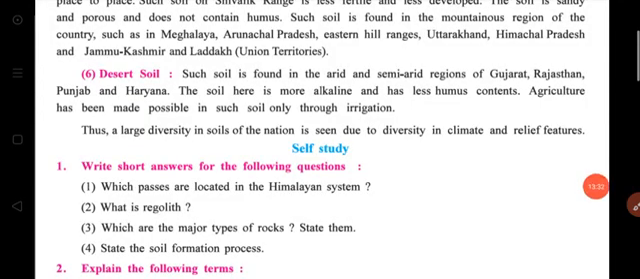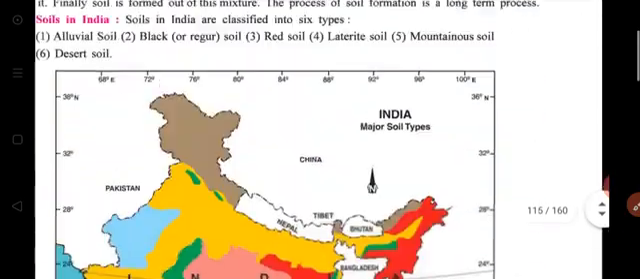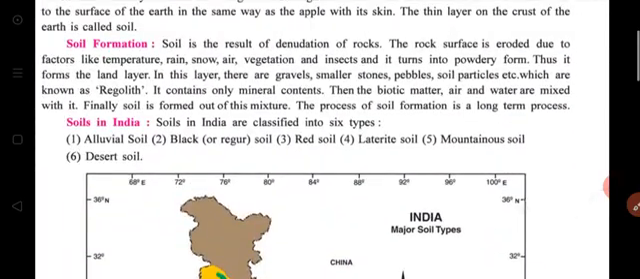Then the sixth, desert soil. Such soil is found in the arid and semi-arid regions of Gujarat, Rajasthan, Punjab and Haryana. The soil here is more alkaline and has less humus. So that's why it is not very useful for agriculture, but through irrigation it is possible. Thus the large diversity in soil of the nation is seen due to diversity in climate and relief features. So here we are done with this chapter. I mean to say the important topics of this chapter.